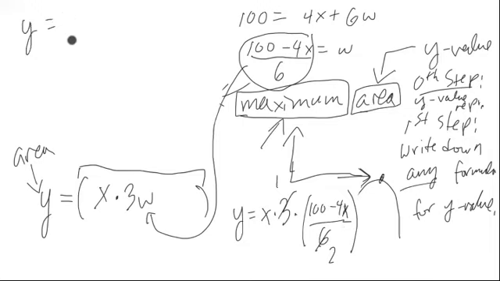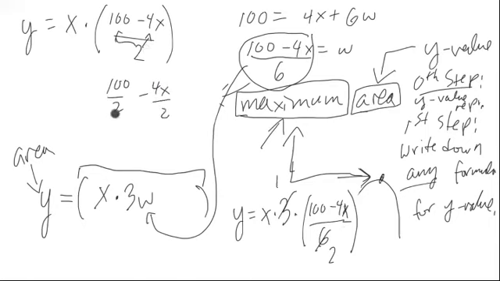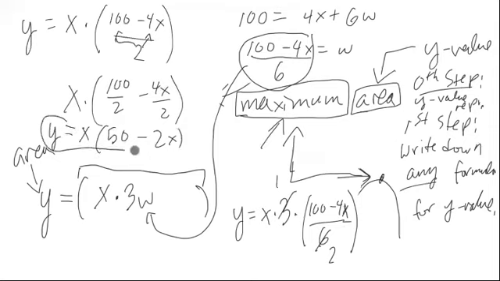y is equal to x, and since it's just 1, I'll ignore that, times 100 minus 4x, all over 2. Now notice that 2 divides evenly into 100 and into this negative 4. So you can think of unadding fractions like this, same denominator, just unadding them. And then divide. So we get 50 minus 2x times x, and that's equal to y. So look, we have a nice formula here.